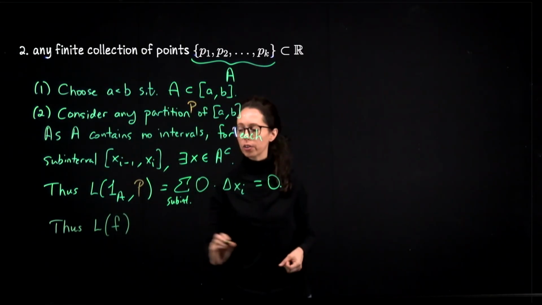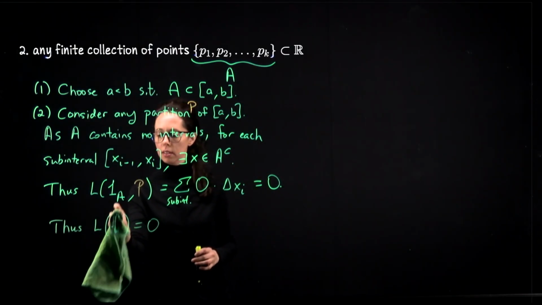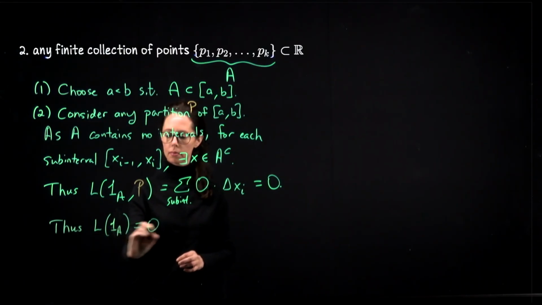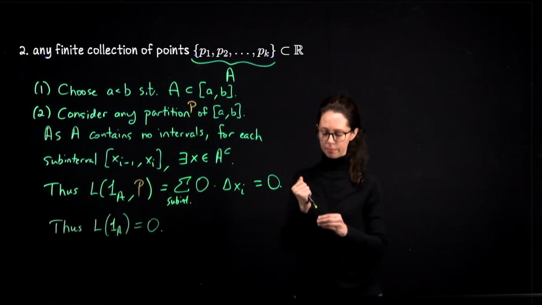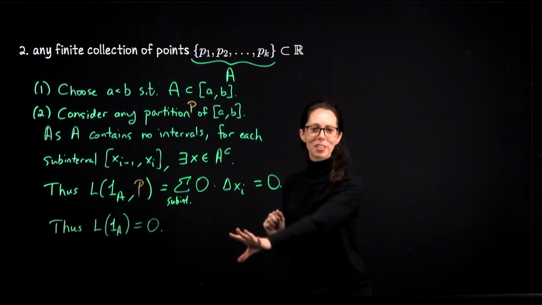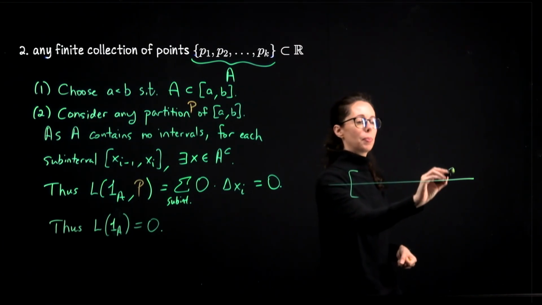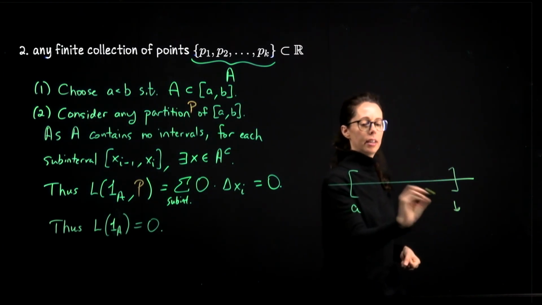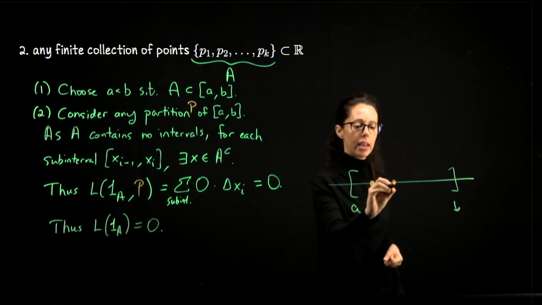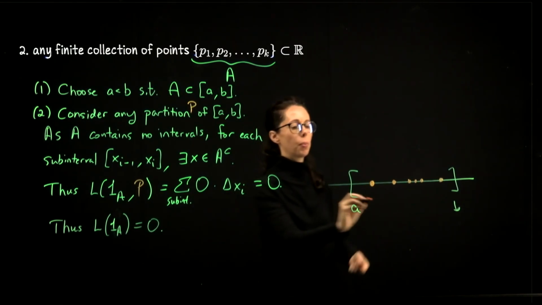So the lower integral, oh, I wrote f, but I meant the characteristic function of A, is 0. And while I might have used a lot of words to say this, it's something that I think you probably immediately saw, which is that if I have the closed bounded interval from a to b, and I have some collection of finite points in here belonging to A, like this. So say these orange points are A.